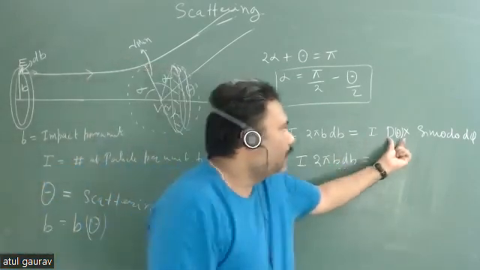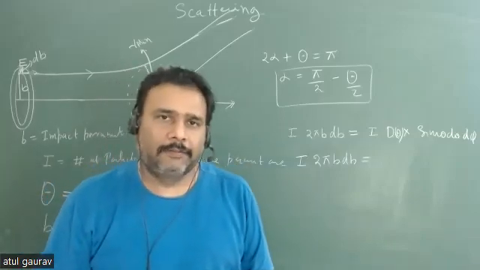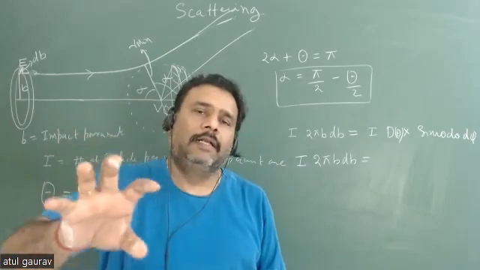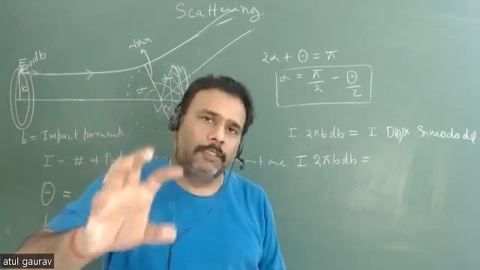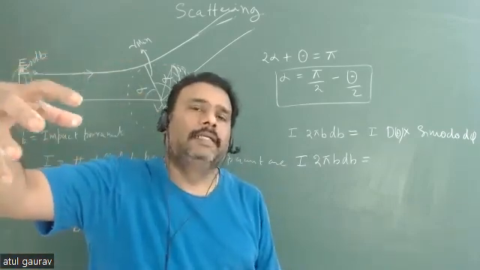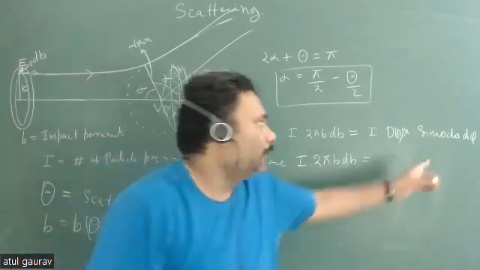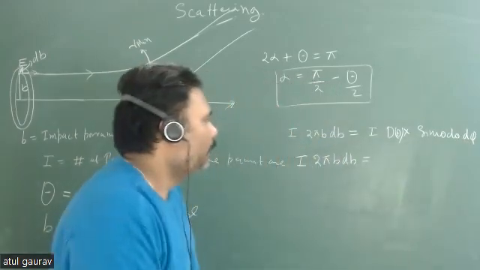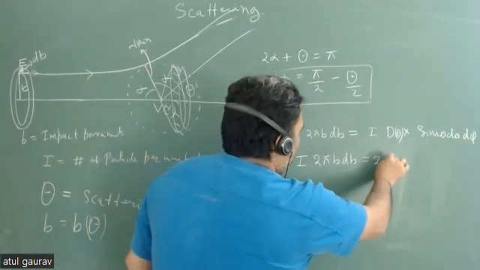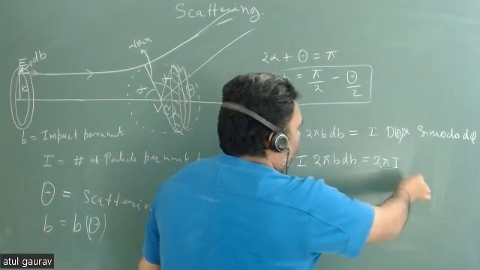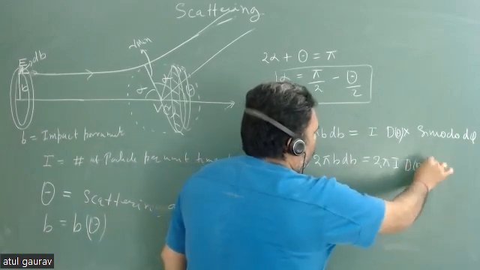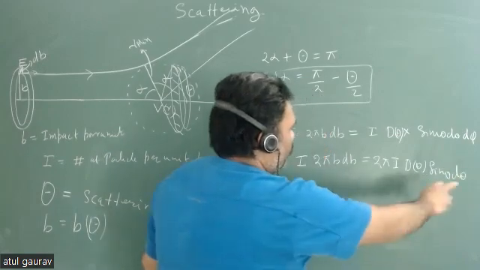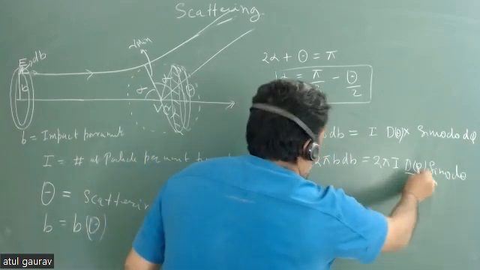So this is nothing but the differential scattering cross section. That is the area in which all the n particles per unit time are going to be collected by the solid angle at the angle theta. That solid angle is sine theta d theta d phi, and d phi is 2 pi. So what you have is 2 pi I dσ equals I b db, and here sine theta d theta. So this is your differential scattering cross section.